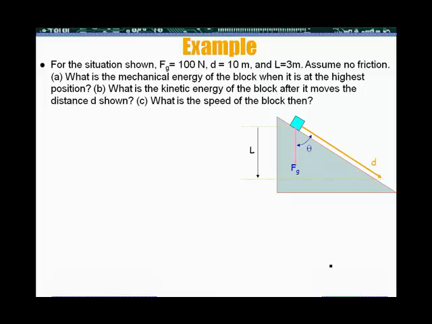In this question here, we have a block down an incline. We have no friction. Probably you remember seeing this type of setup earlier. Now the question here, what is the mechanical energy of the block when it is at the highest position? Okay, now when they don't tell us the reference point, we can choose it by ourselves. I'm going to choose it in this case as this bottom point here.